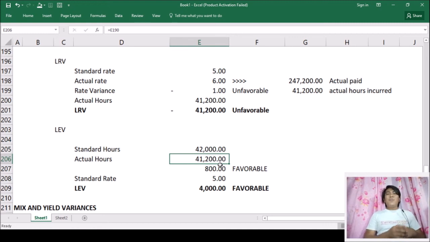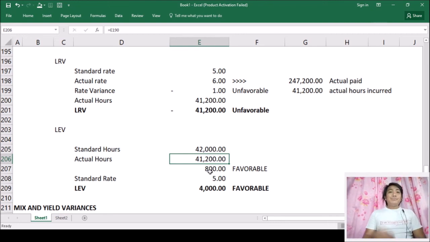We also identify saan galing yung unfavorable na yan at saan galing yung favorable, ano ang reason. For example, in this case, okay, unfavorable yung rate kasi mahal binayaran, pero naging favorable yung efficiency variance kasi mas konting oras lang trinabaho ng mga manggagawa yung required na ine-expect mong ipapatrabaho. That is the explanation for that. So 42,000 minus 41,200, we have 800 favorable variance.